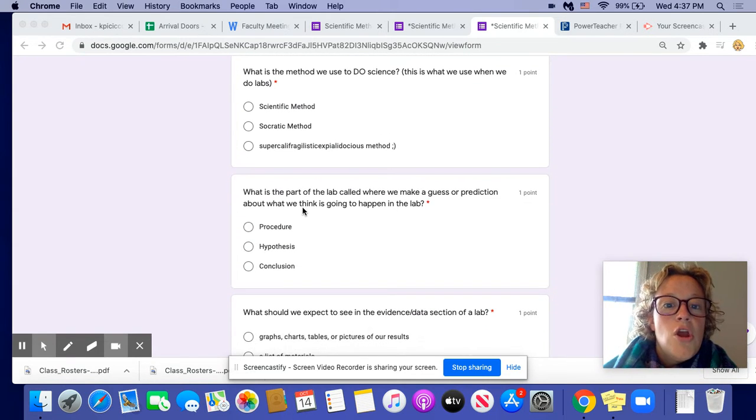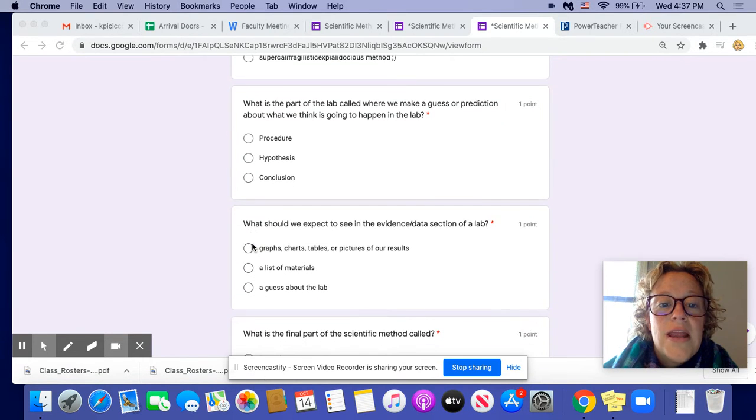Next question. What is the part of the lab called where we make a guess or prediction about what we think is going to happen in the lab? So a guess or prediction. Do we think it is the procedure, the hypothesis, or the conclusion? Click on an answer now. Okay, scroll down. Next question.